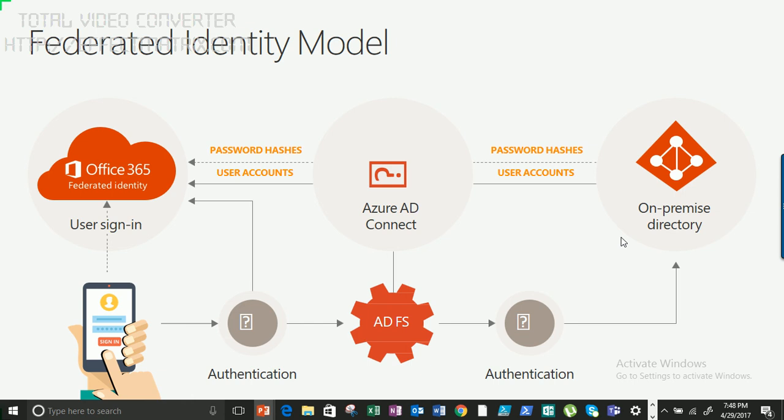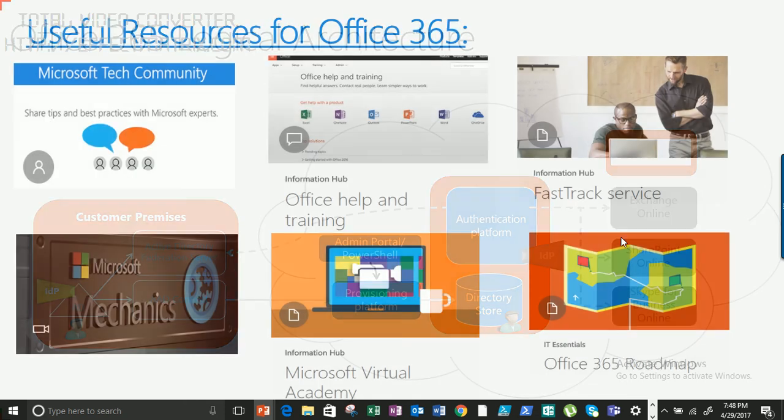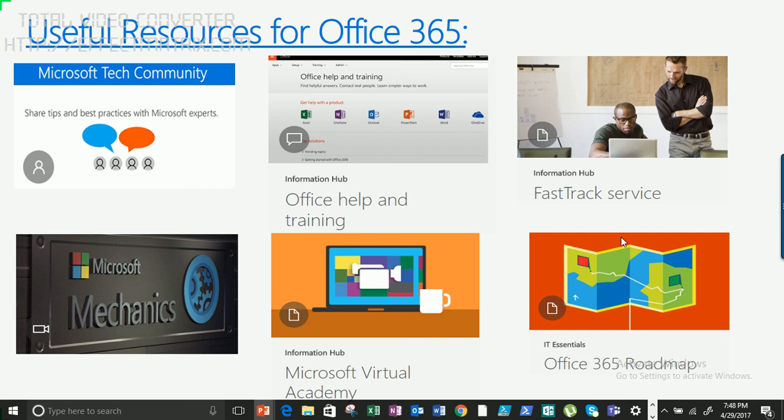You still cannot access Office 365 because you're living with a federated identity model where your access has to be validated against the on-premises AD. So this is the Office 365 logical architecture. And I'm almost at the end of my session, so these are the useful resources for Office 365, right?